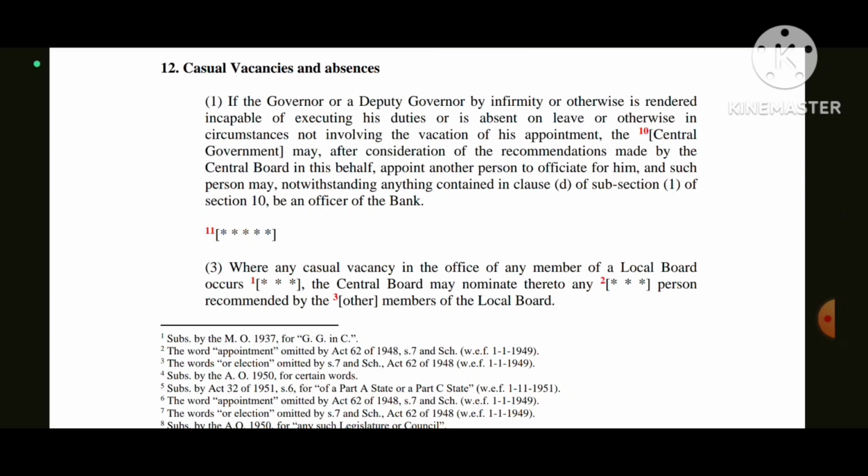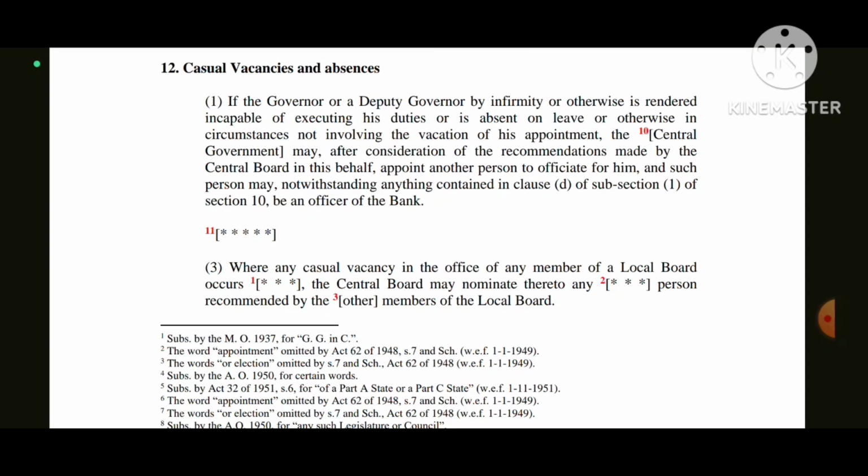If the governor or a deputy governor by infirmity or otherwise is rendered incapable of executing his duty or is absent on leave or otherwise in circumstances not involving the vacation of his appointment, the central government may, after considering the recommendations made by the central board in this behalf, appoint another person to officiate for him, and such person may, notwithstanding anything contained in clause D of subsection 1 of section 10, be an officer of the bank.